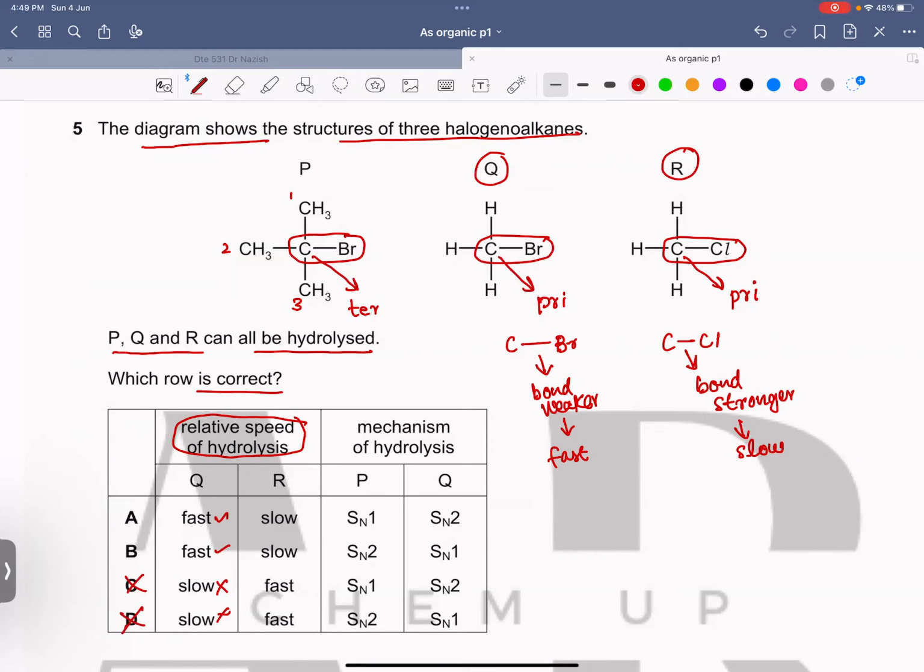Okay. Now, mechanism of hydrolysis. If you recall, whenever there is a tertiary one, which is P, the tertiary one would undergo the SN1 mechanism, where the carbocation would form first and then the nucleophile will attack.